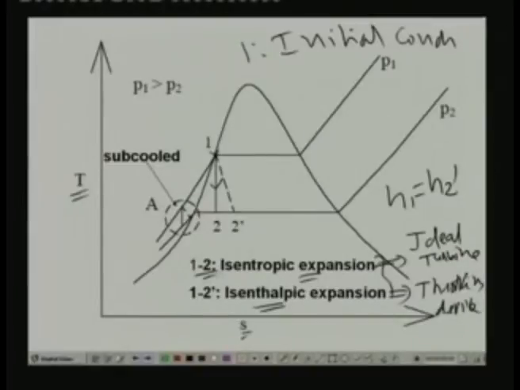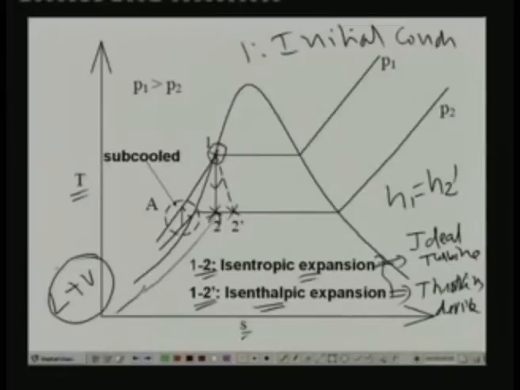That means 1 to 2 stands for an ideal turbine, and 1 to 2 dash stands for an isenthalpic expansion in a throttling device, right? As you can see, the initial condition lies on the saturated liquid region. That means the initial state is saturated liquid. Now as the process takes place, the pressure drops, and let 2 or 2 dash be the final condition. You find that at the final condition, whether it is 2 or 2 dash, the fluid is not liquid, but a mixture of liquid plus vapor.